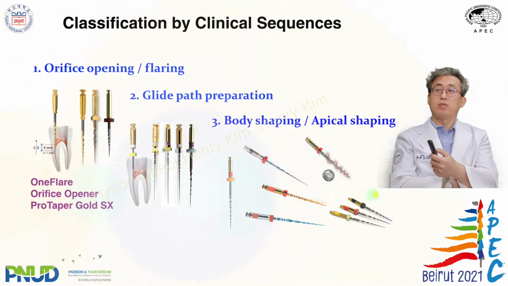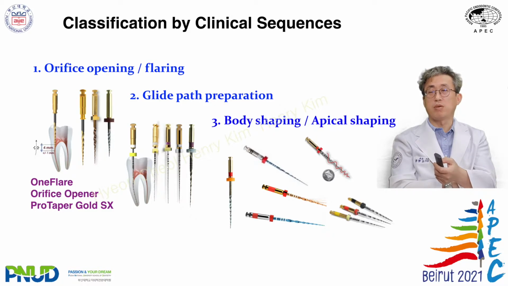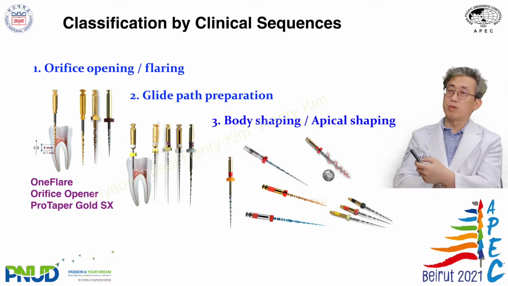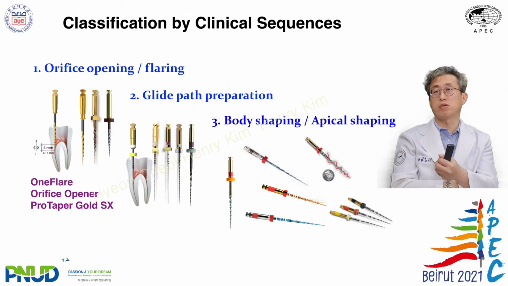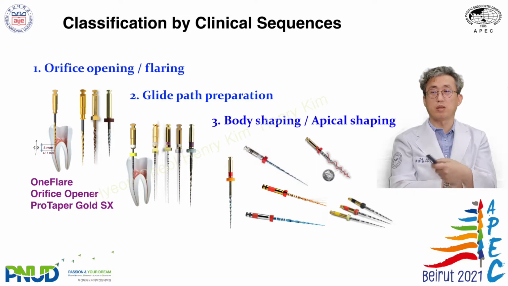Anyway, any instrument for orifice flaring can make good radicular access and straight line access more efficiently than all the hand files. I think the heat treated files such as Orifice Opener, ProTaper Gold SX from Dentsply, are good enough, as much as the One Flare from Micromega. After making the orifice flaring, the next sequence is to make glide paths efficiently for proceeding to the next one.